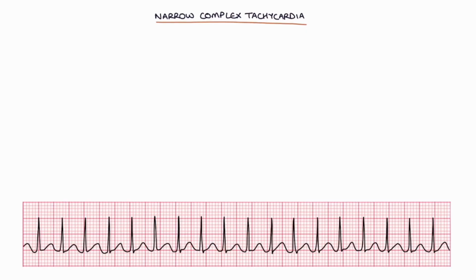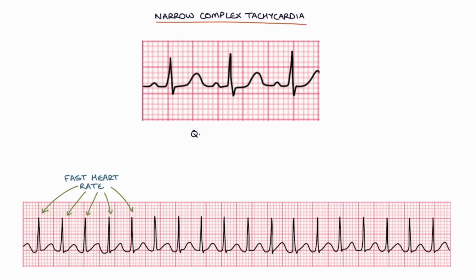Next, let's talk about narrow complex tachycardia. Narrow complex tachycardia refers to a fast heart rate with a QRS complex duration of less than 0.12 seconds. On a normal 25 mm per second ECG, 0.12 seconds equals 3 small squares. Therefore, the QRS complex will fit within 3 small squares in a narrow complex tachycardia.